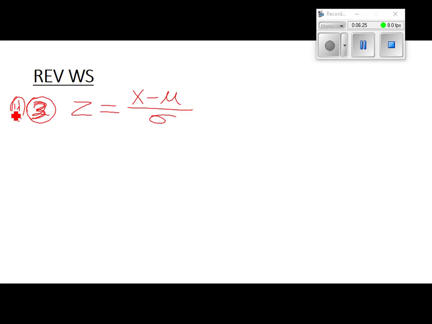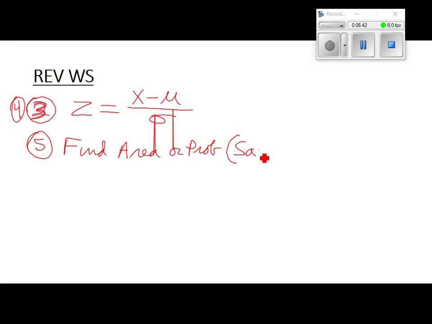All of these, when we were finding area, remember for number 5, finding probabilities, finding area and probability, it's the same thing. Find the area or the probability, it means the same thing. So if they say find the area to the left of this number, it's the same as find the probability. And the reason for that is because the curve always has an area of 1.